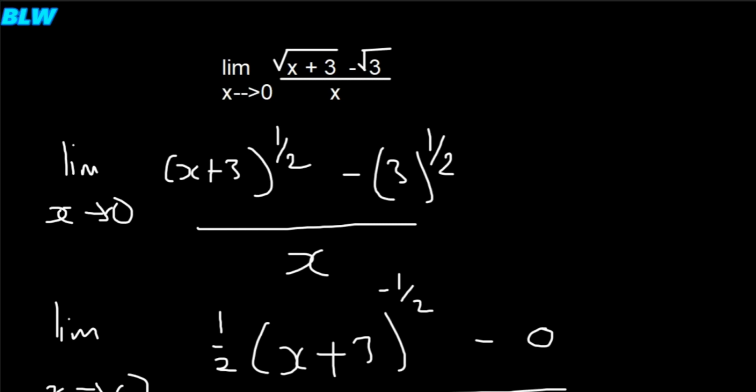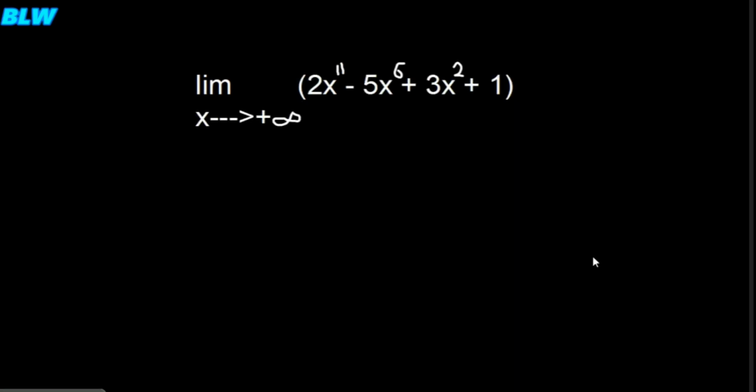Okay, so let's move on to the next question. In this question, it said we should find the limit as x approaches infinity from the right side, for this function here. The easiest way for us to do this is to prove whether the answer will be positive infinity or negative infinity. So let's look at that.